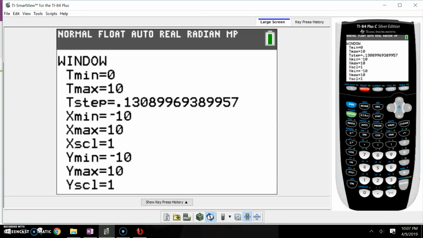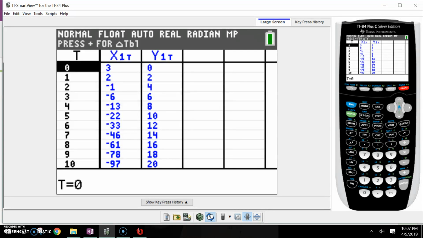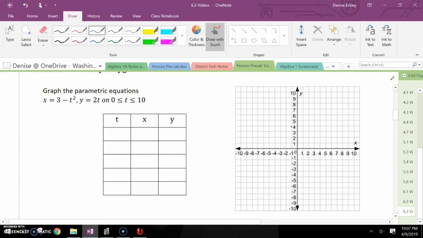So then you can look at the table. And here is all of our t values, our integer t values from 0 to 10. And you can fill those in on the table. Now what I chose to do was just to pick a couple of them. So 0, 2, 4, and then I just did 8 and 10. And filling those in from my table.